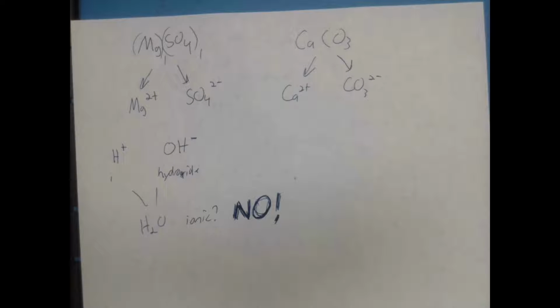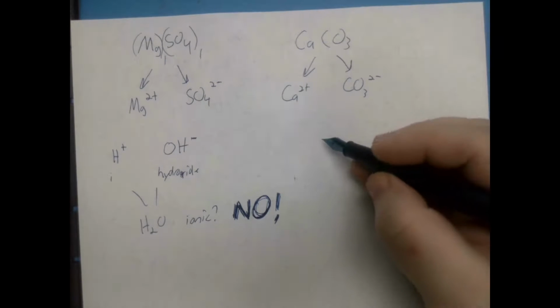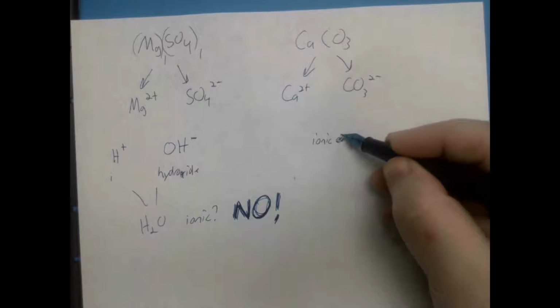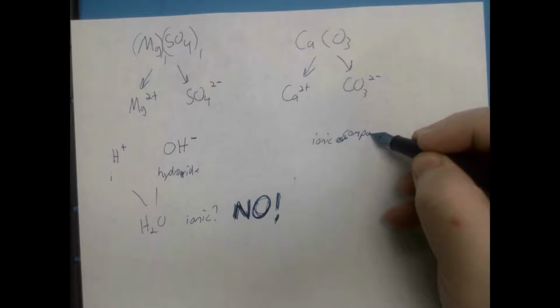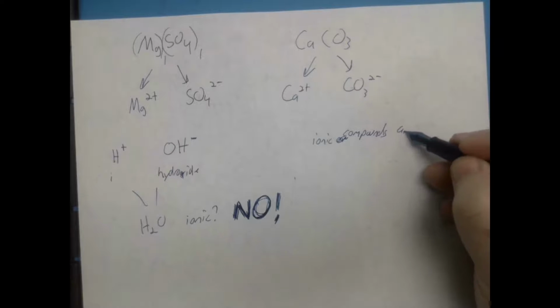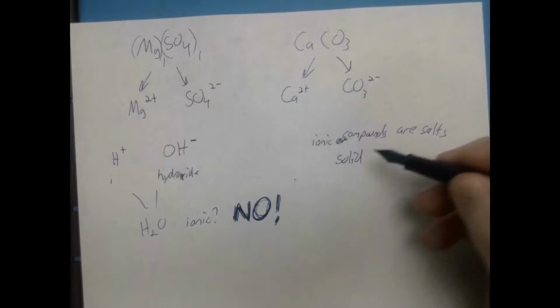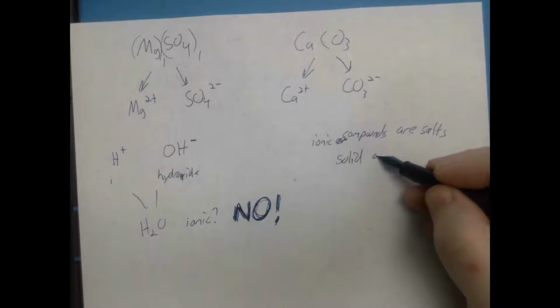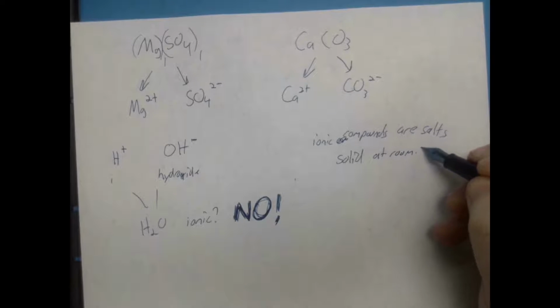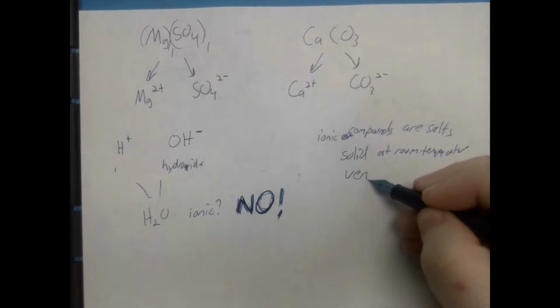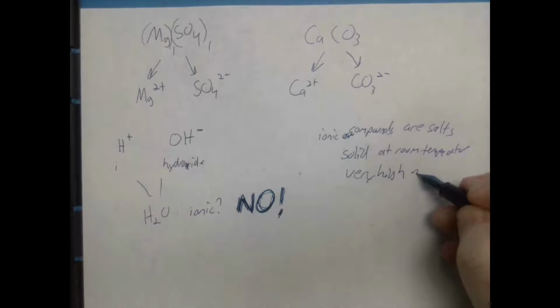You can think of it and apply some of the ionic rules to it, but let's look at what I just said. Ionic compounds are salts. They are solid at room temperature. They have very high melting points.